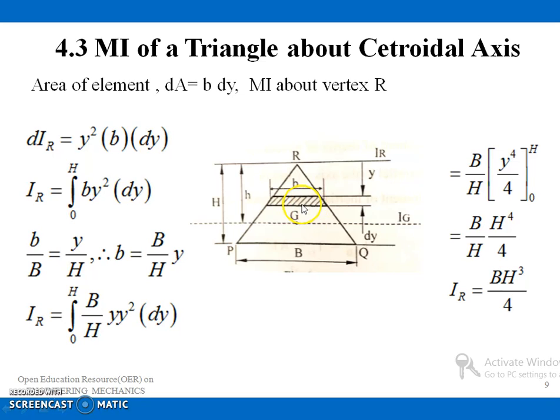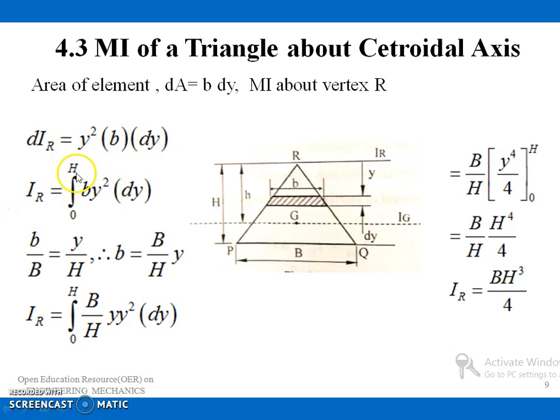and that is at a distance of y from an axis which is passing through the vertex R, and that axis is parallel to the centroidal axis. So I can find the moment of inertia of this section, that is the area of the section into y square about this axis, and if I integrate this with respect to the limit 0 to h, I can find the total moment of inertia of the triangular section with respect to the axis passing through the point R. That is dIR is equal to y square into b into dy.